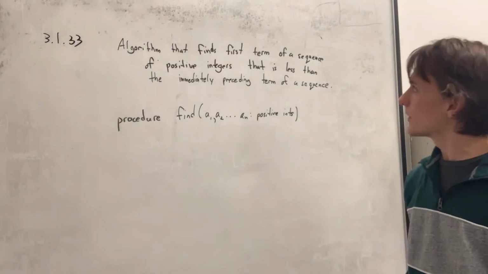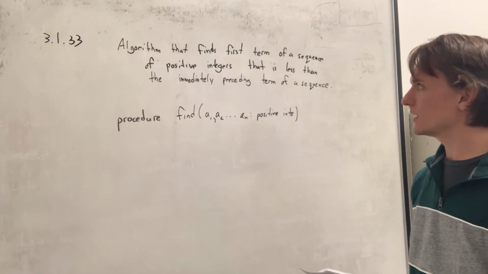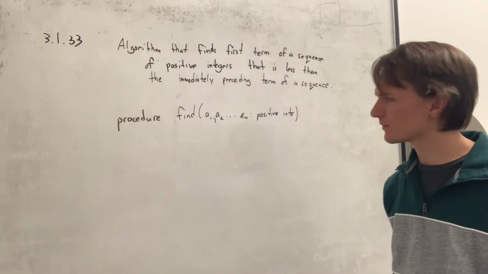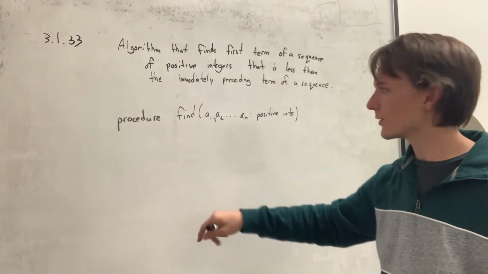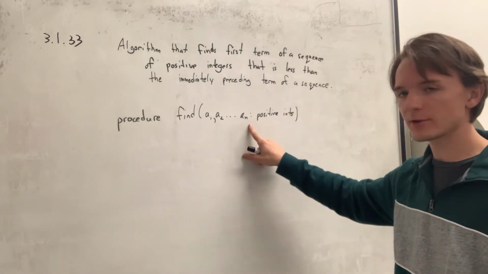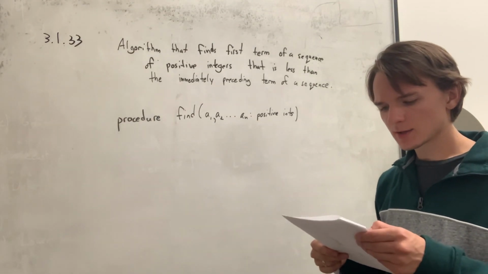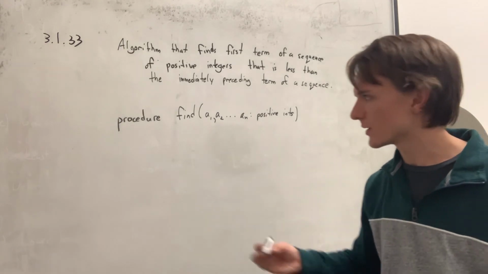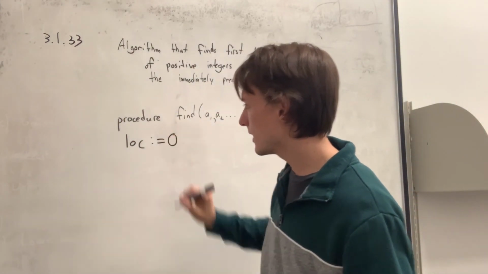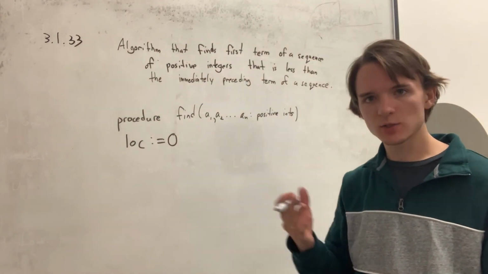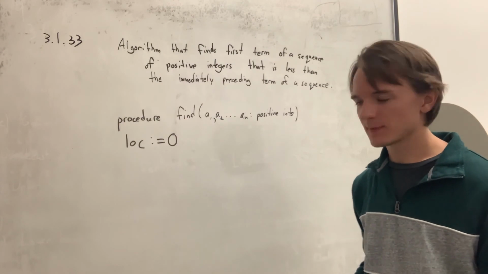Devise an algorithm that finds the first term of a sequence of positive integers that is less than the immediately preceding term of the sequence. So we have a procedure, I've already begun it, we'll just call it find, and we're given a series of values which are positive integers. First we're returning the location. So let's have a variable called LOC for location, and it's set to the 0th index because we don't have an index yet. We don't know the location.